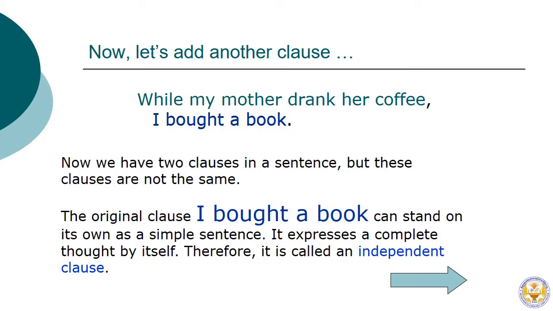Now let's add another clause. While my mother drank her coffee, I bought a book. Now we have 2 clauses in a sentence, but these clauses are not the same. The original clause, I bought a book, can stand on its own as a simple sentence, and it expresses a complete thought by itself. Therefore, it is called an independent clause.